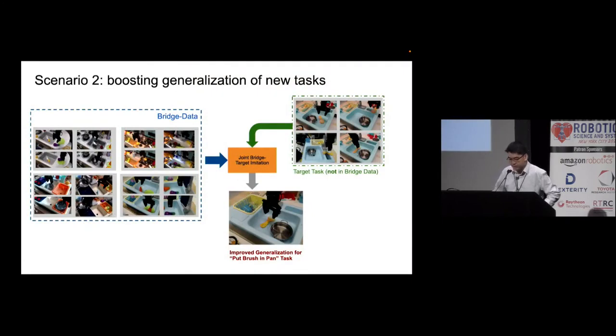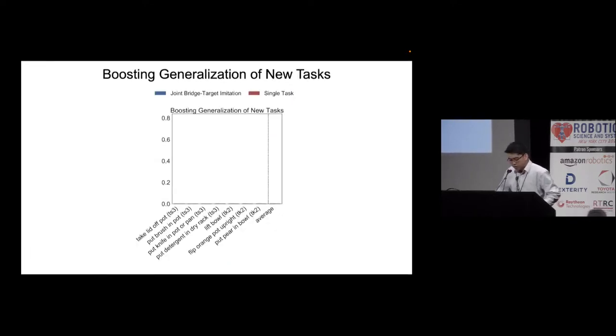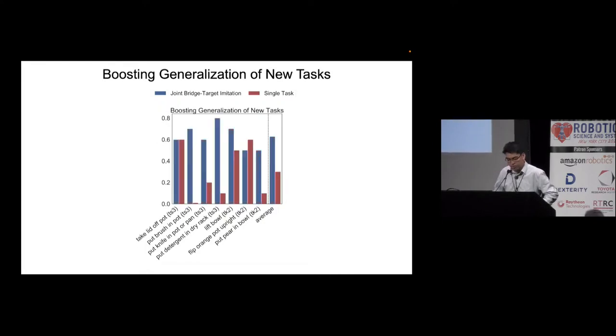In the second scenario, we test whether we can use bridge data to boost generalization for a new task demonstrated in the unseen target domain. We compare performance of policies trained only on single task target domain data with joint training on both bridge and target data across 7 different tasks. We confirm the hypothesis that joint training on bridge data is crucial for the generalization capability of the policies, leading to a more than 2x performance gain on average compared to only training on single task target domain data.